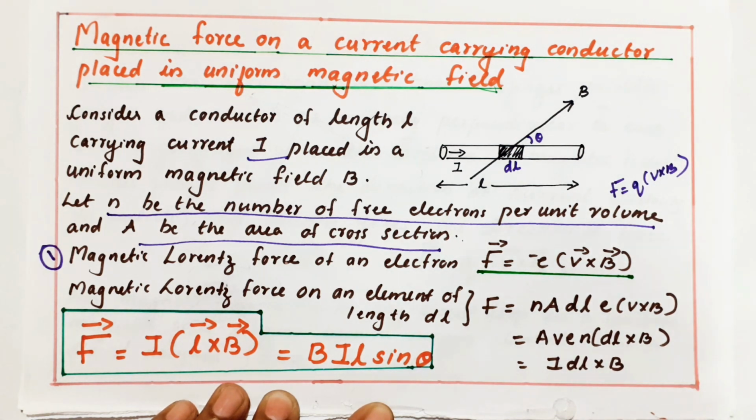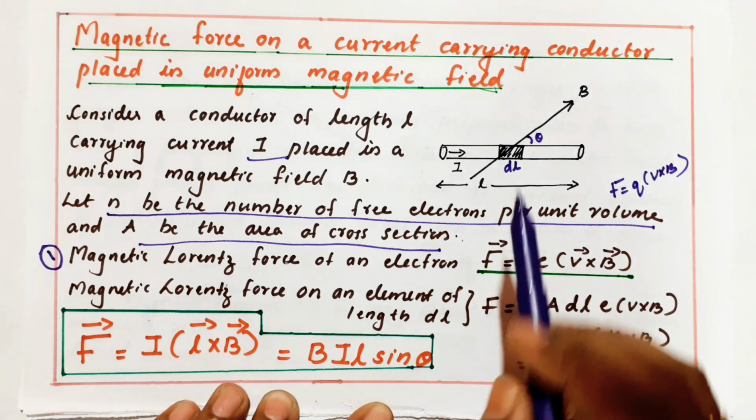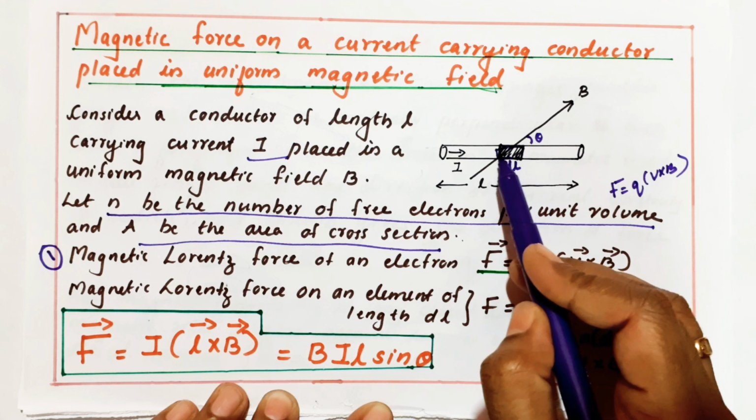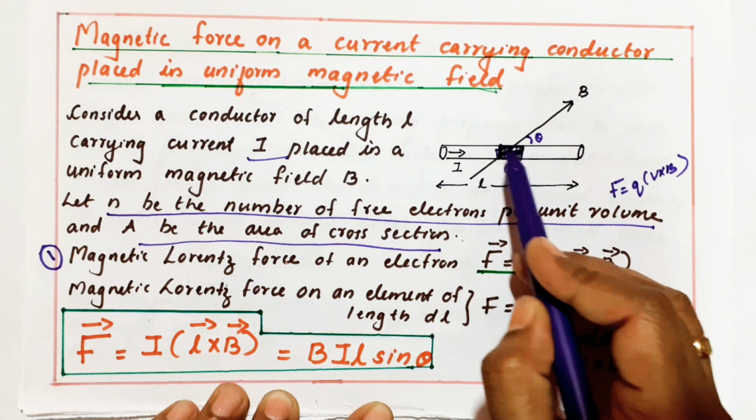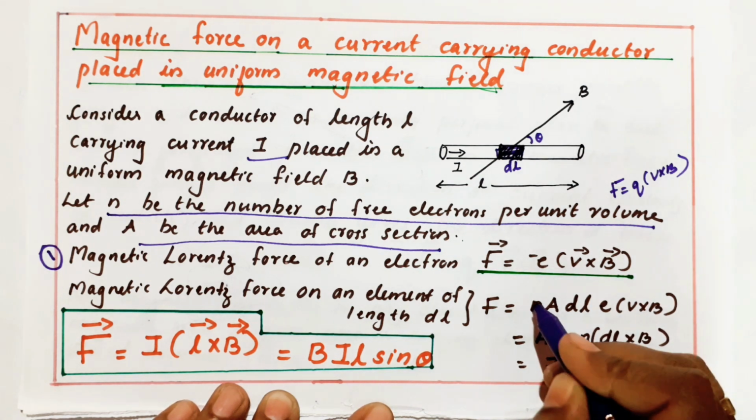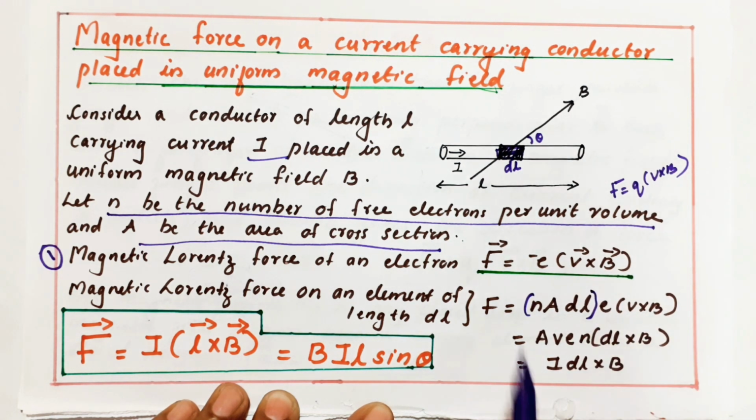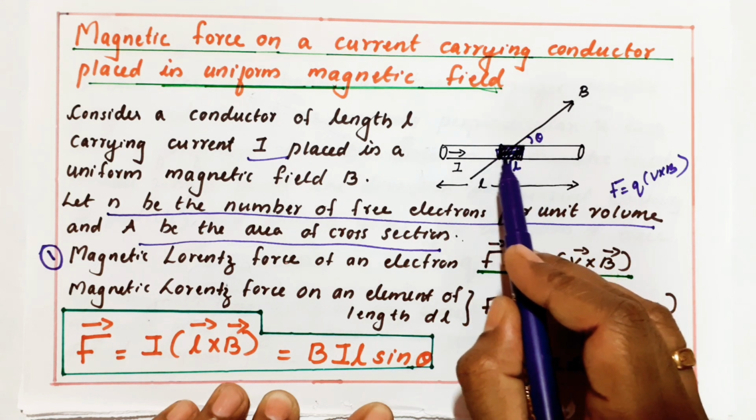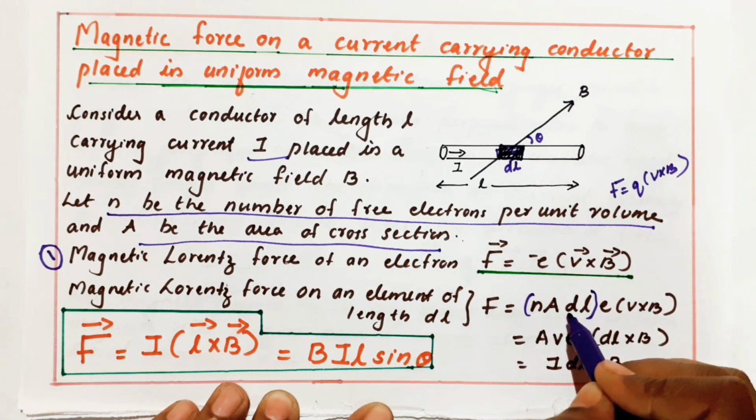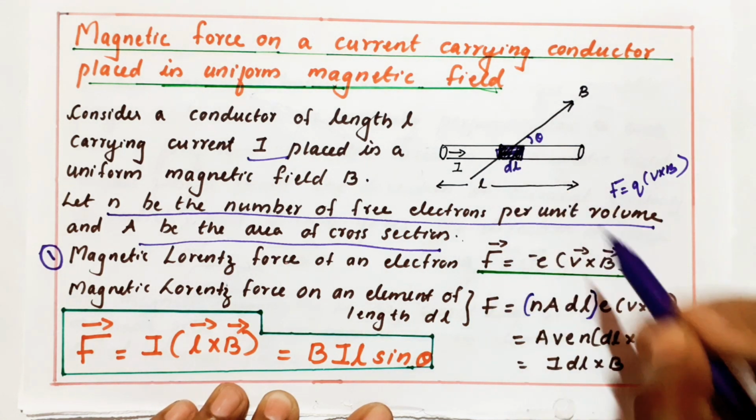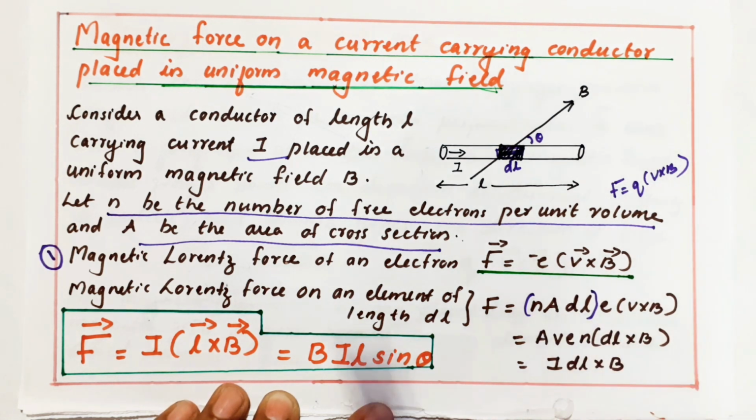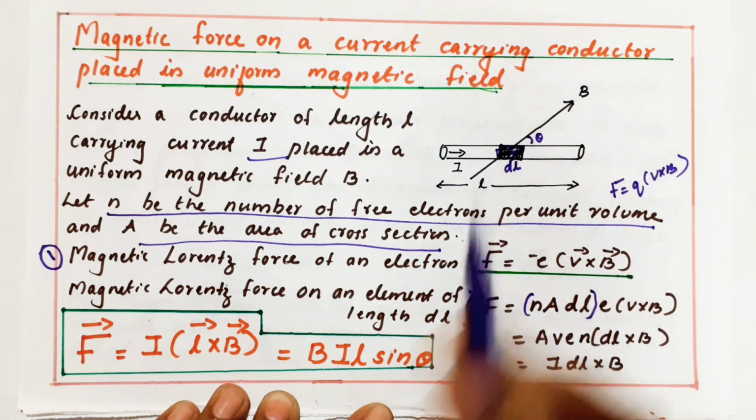This is only for one electron. I have taken an element of length dl. First you find out how many electrons will be there in the element of length dl. So you can do it as n A dl. If you want to find how many electrons are there in this much length, it is n, the number of electrons per unit volume, into the volume. What is the volume of this section? That will be area of cross section into length. So n A dl into e is the magnetic force due to this element.